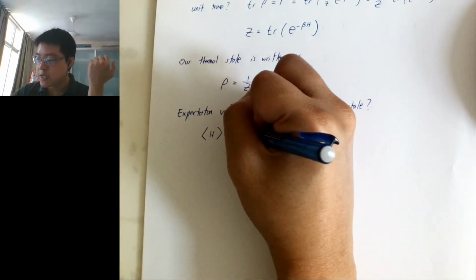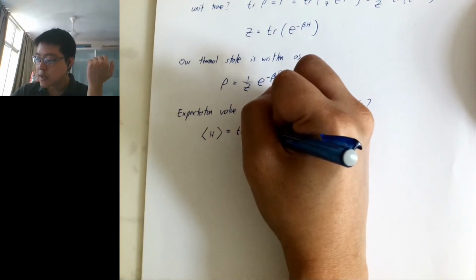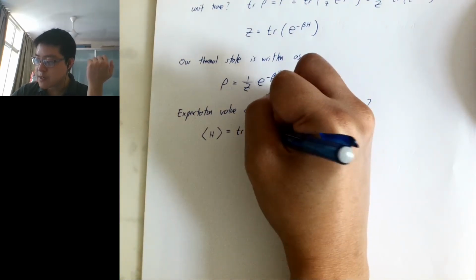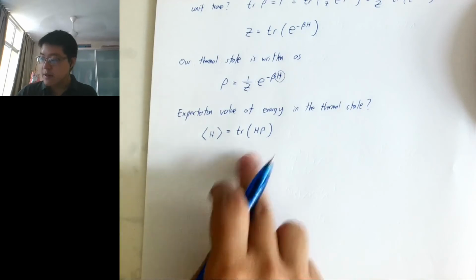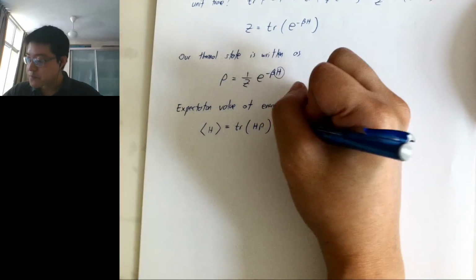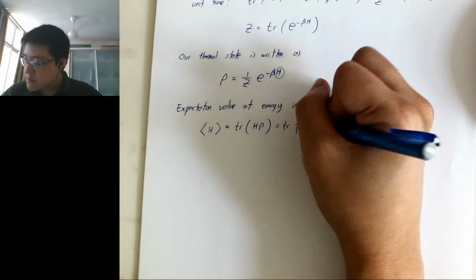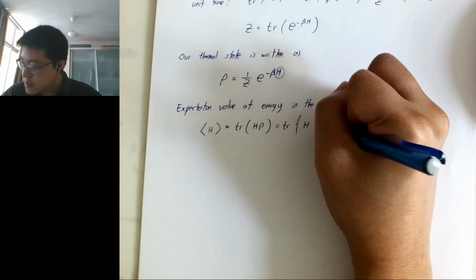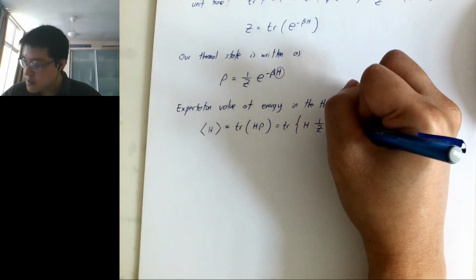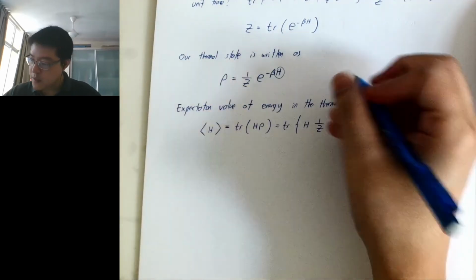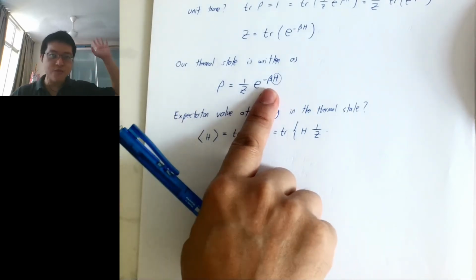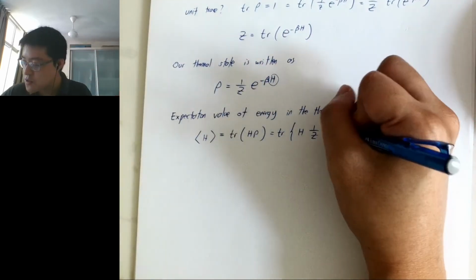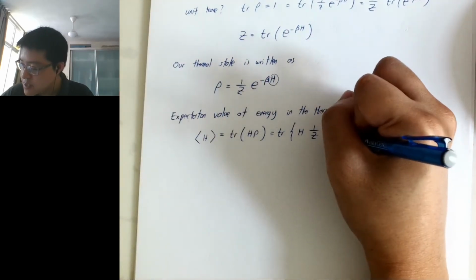So what we do, our normal operation, right? For any operator, we trace it with our rho to find the expectation value. Okay, now let's see what happens if I do it to this state. So that means I'm tracing my operator times my thermal state. The thermal state is just this. But if I want to tie this to thermal physics, I need to use this form.